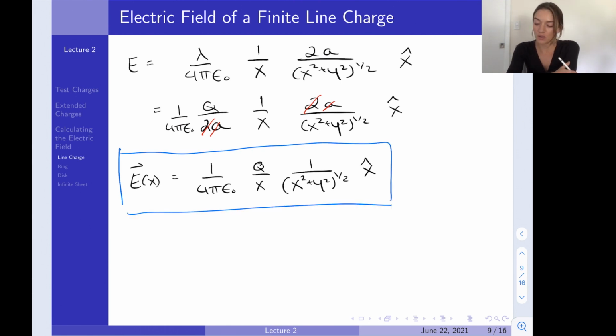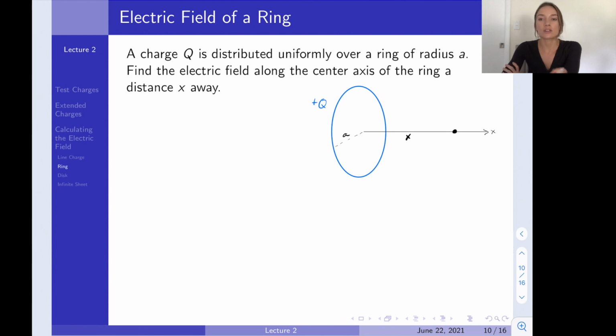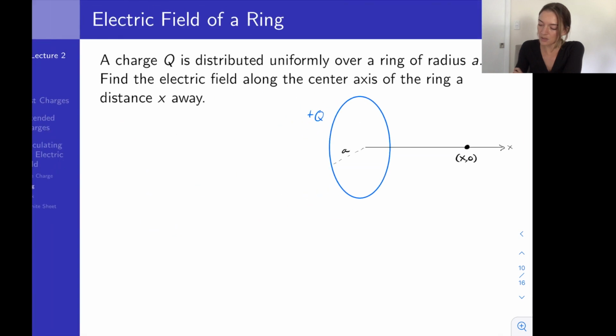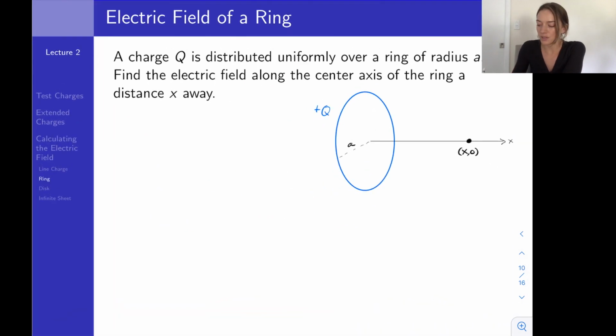All right, so now let's go on to another problem. So here we have a charged ring. We have a total charge Q distributed uniformly over a ring of radius a. Find the electric field along the center axis of the ring a distance x away. So we're doing the exact same thing where we're choosing some arbitrary point out here on the x-axis. The ring is centered so that the x-axis goes straight through the center, and it has a fixed radius of a. And we want to find the electric field out here.